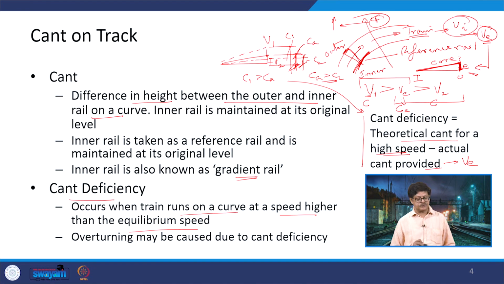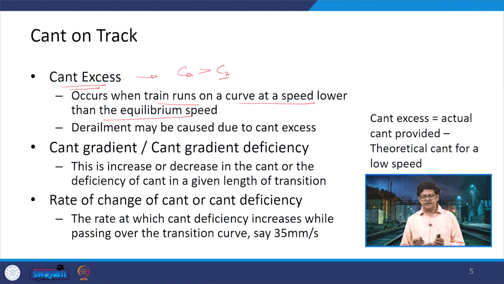Now, in these two cases, deficiency and excess, what happens? In the case of deficiency, overturning may be caused due to Cant deficiency. There is more force acting in the outward direction, and we are not able to counteract it. So, the train is trying to go towards the outer side, and it will create a problem. In the case when the trains are moving at slower speeds, what is happening? The force for which the Cant is being provided is not there, it is lesser than that. So, the train will start coming towards the inner side. There is a possibility of derailment due to this Cant excess. That is why, considering these things, limits need to be provided.